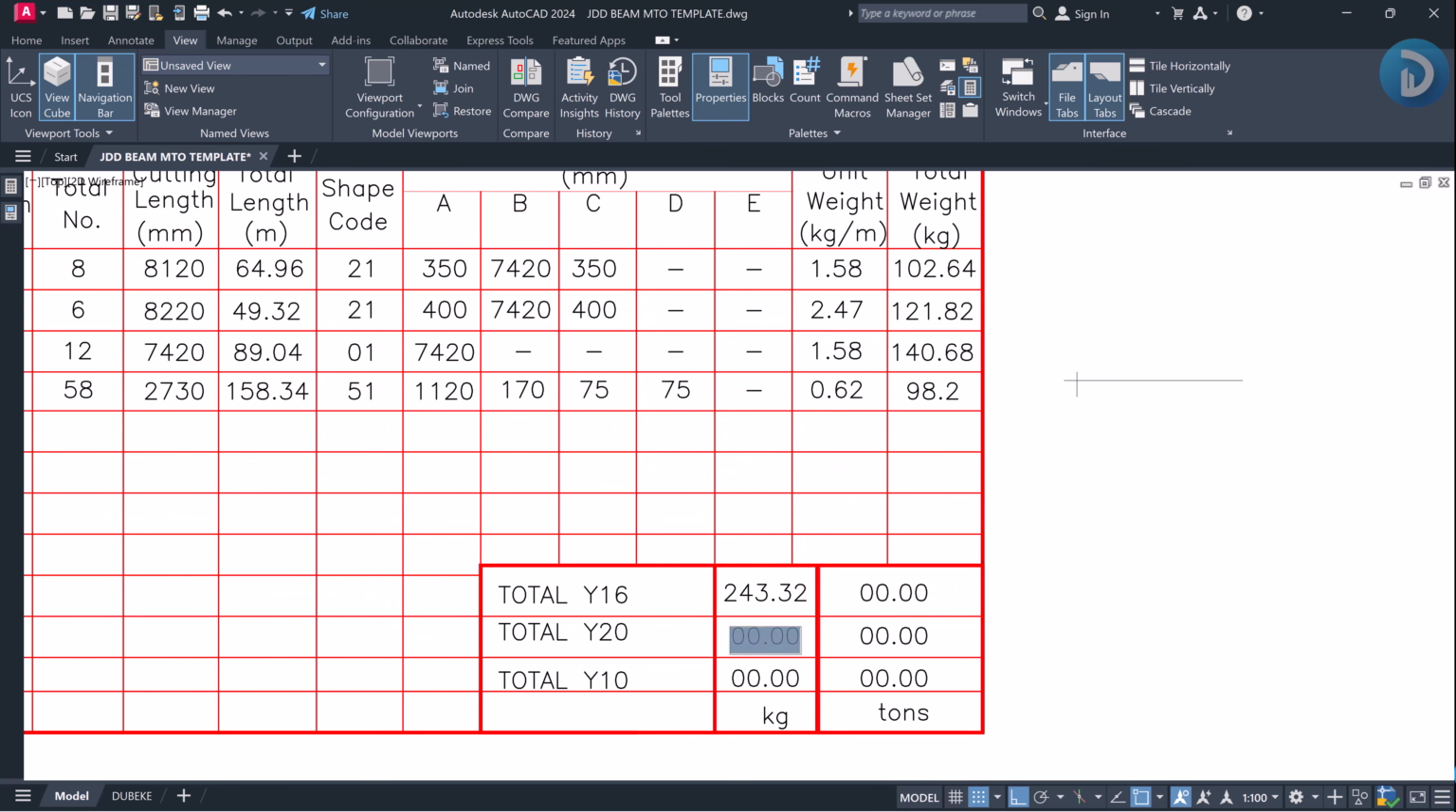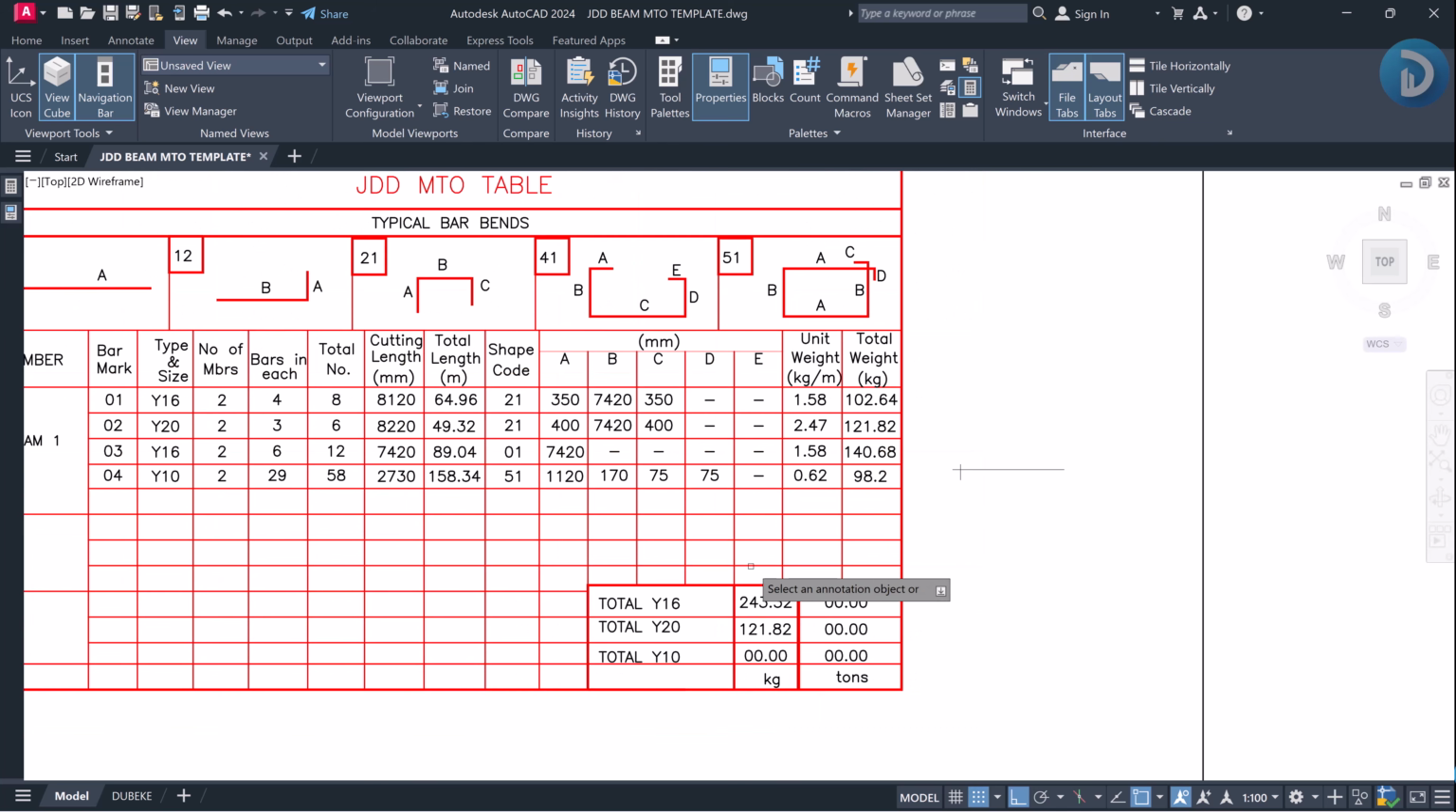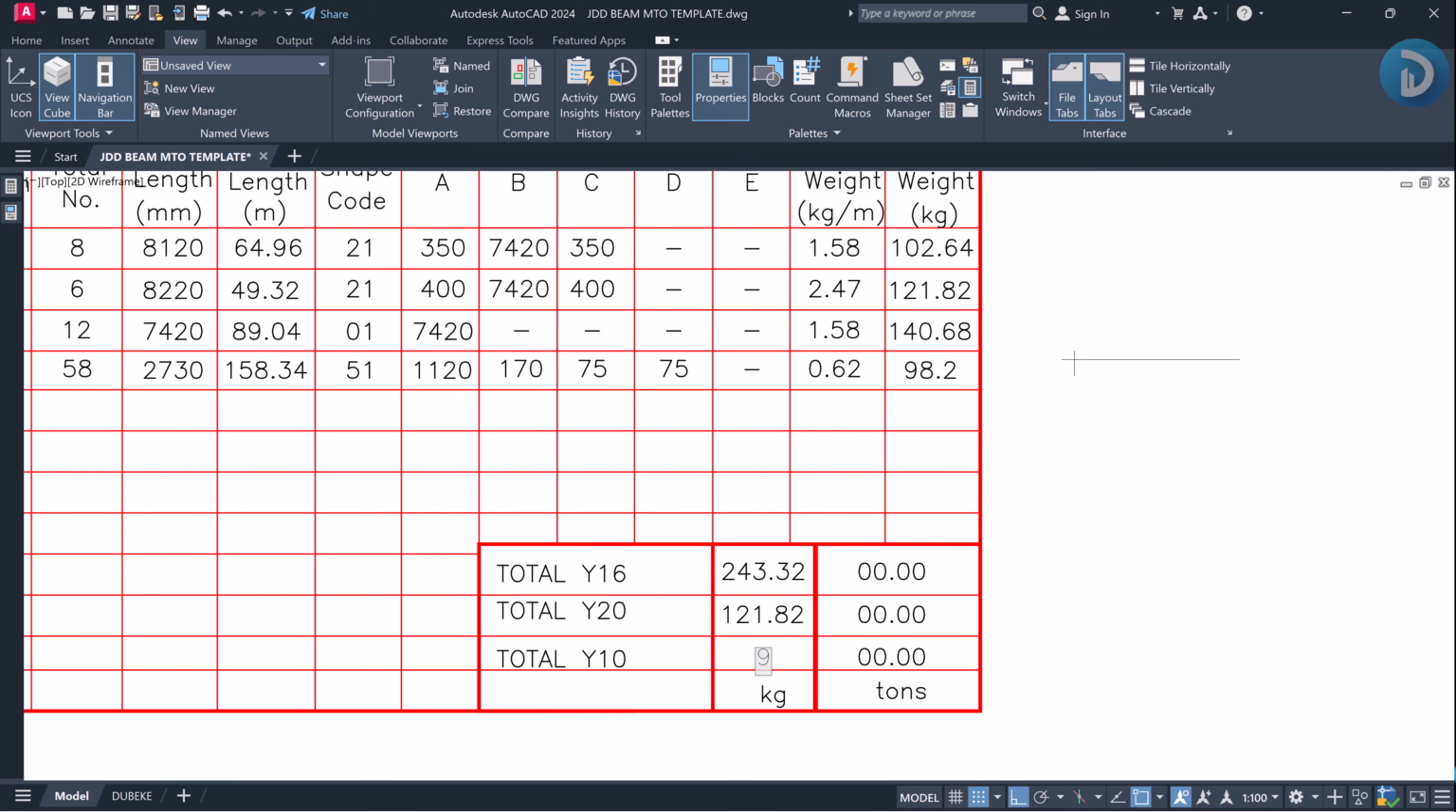This becomes 121.82. And the next is our 16, which is 98.2 kilogram, right? So this 98.2, okay, 0.20.